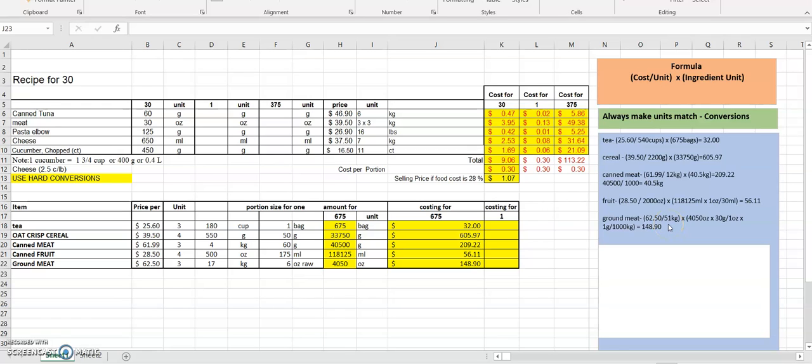And then I will quickly show you how to do costing for 1. So all you do is you equal, you take your ingredient, divide it by 675, F function 4 equals, do the F4 function, so then you can drag it down.